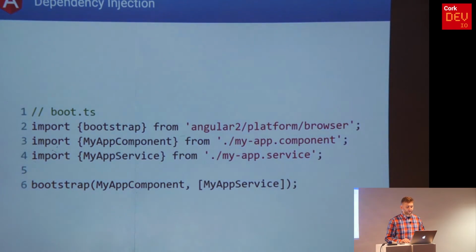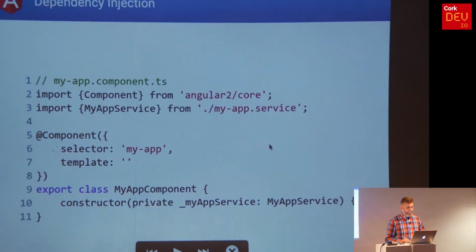This is the boot.ts file where I import my app component and my app service. In my app component, I have a selector, which is my app, and an empty template. And this is also a new syntax. This line is doing three things at the same time. It will declare a private variable in my component called myAppService, which is of the type MyAppService. It will also create a constructor with one argument, which is myAppService, and it will also assign those two variables.